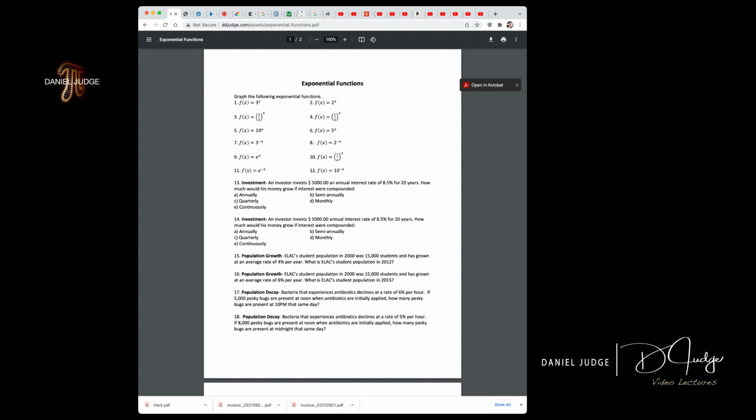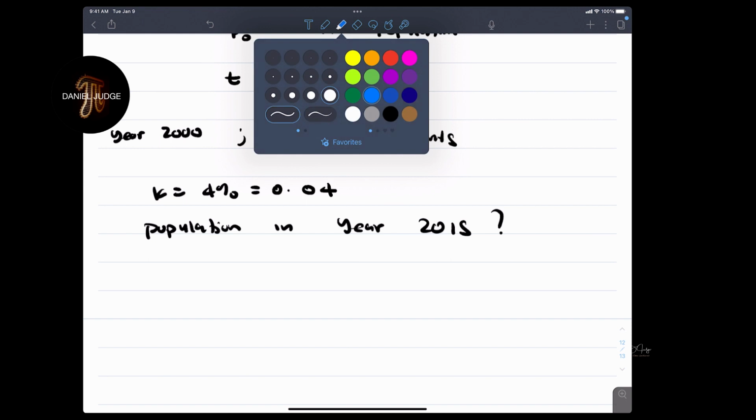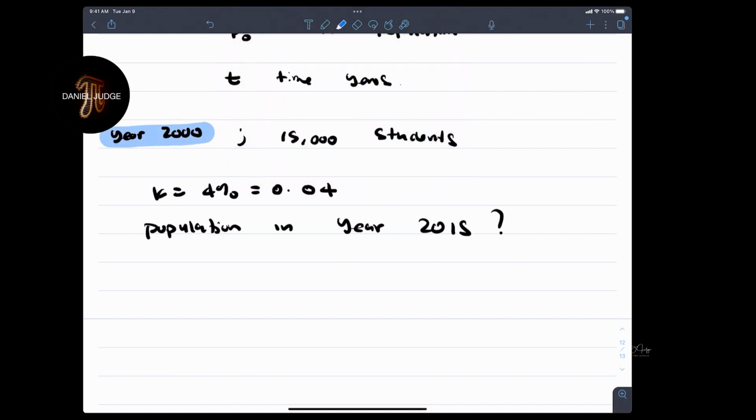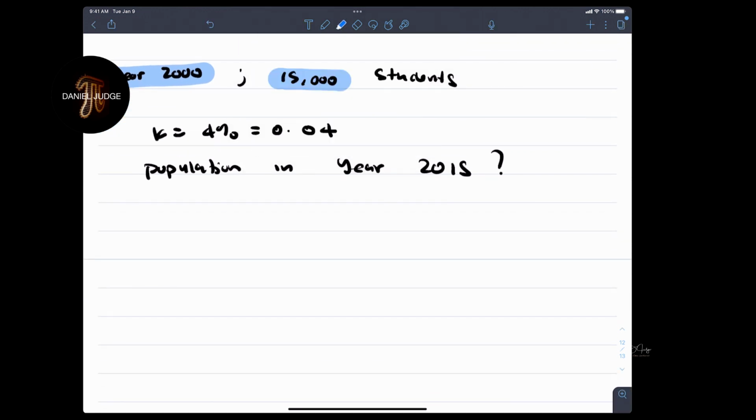So they want to know what's the population in year 2015. So let's go back. Year 2000, 15,000 students. Okay, so this is what we start with. This is your P naught. And the average rate increase is 4%. That's how we write 4%. That's the K value.